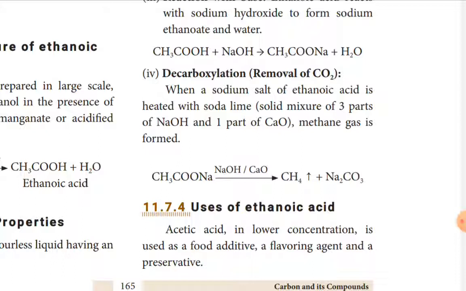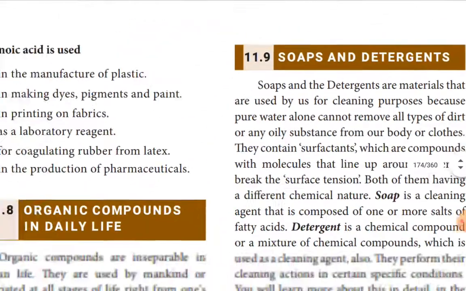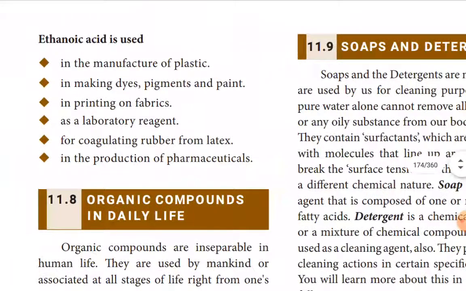The uses of ethanoic acid: it is used as a food additive and preservative. Also it is used in the manufacture of plastic, dyes, and pigments. Also used as a laboratory reagent. It is the reagent used for the conversion of the liquid form of rubber into the solid, semi-solid form of latex, which is called coagulation. Also it is used in the manufacture of drugs and medicine, that is, in the pharmaceutical field.